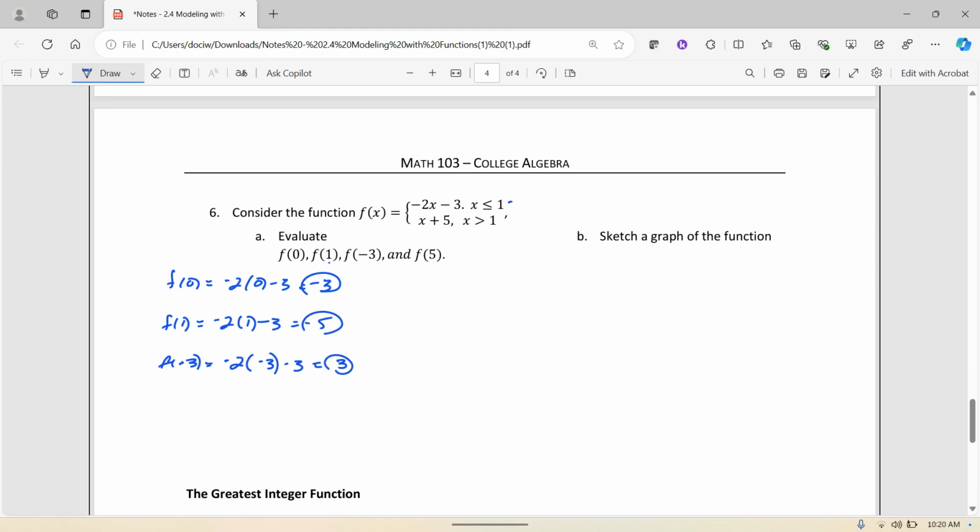So you might be asking, when do we ever use the other piece of the function? Well, notice that for f of 5, 5 is greater than 1. So now we're going to use the bottom piece of the function. f of 5 is 10.